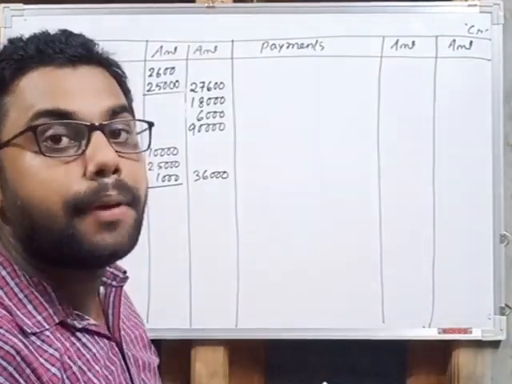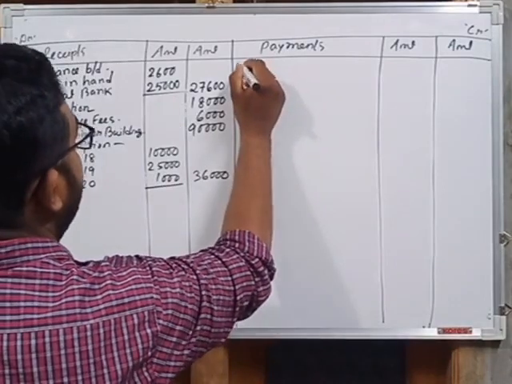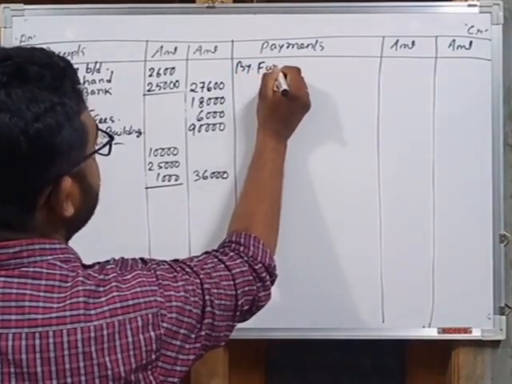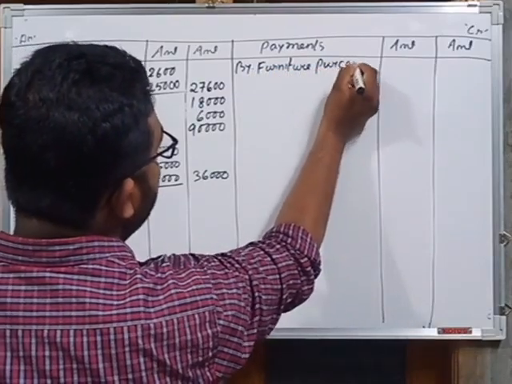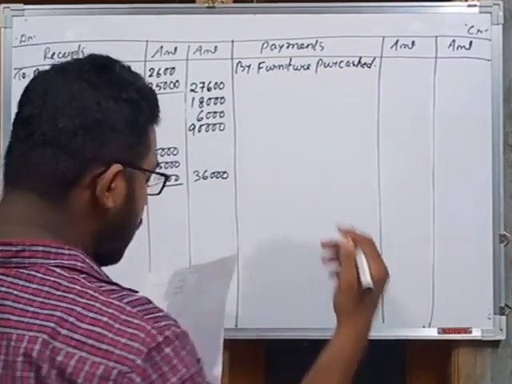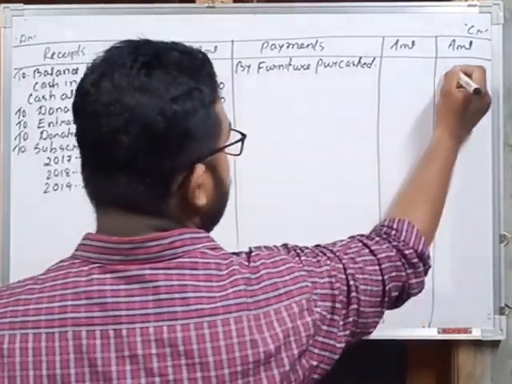So it is a payment for the non-trading organization. Buy furniture purchased, or you can write only buy furniture. That means furniture we have purchased 18,000.